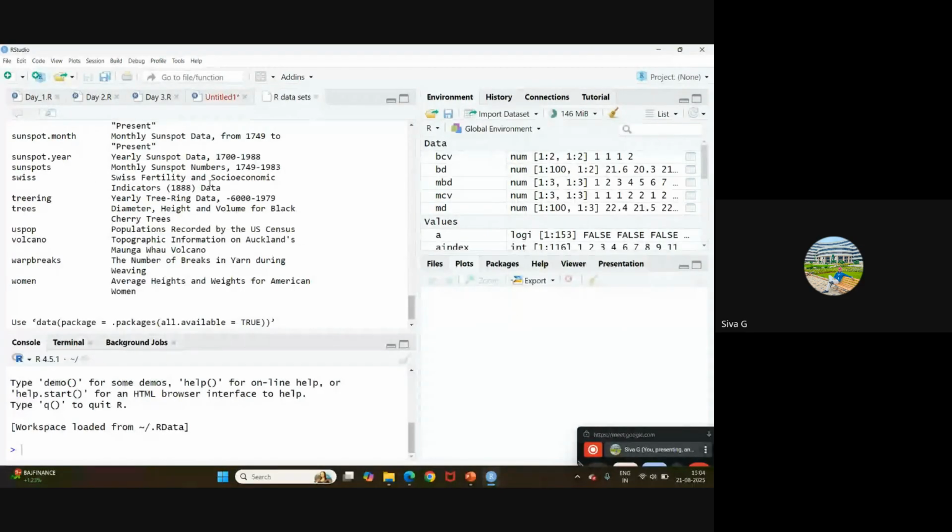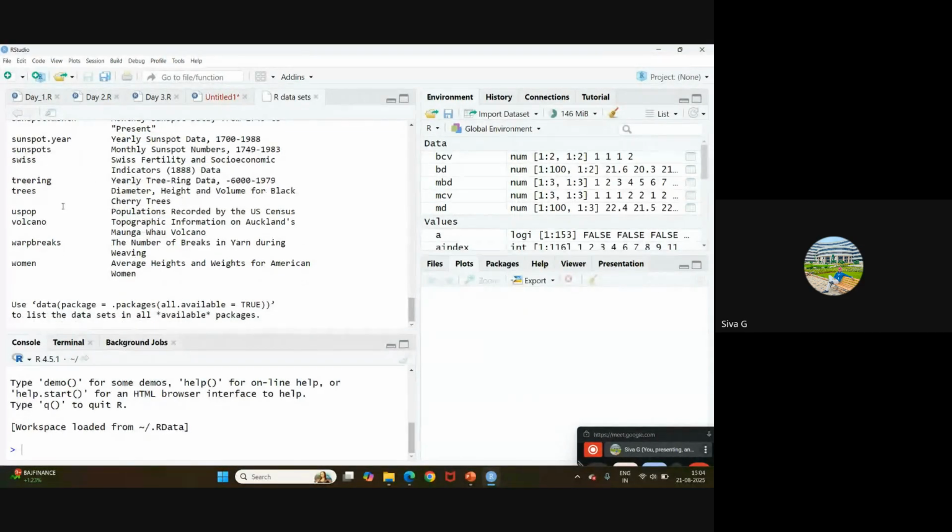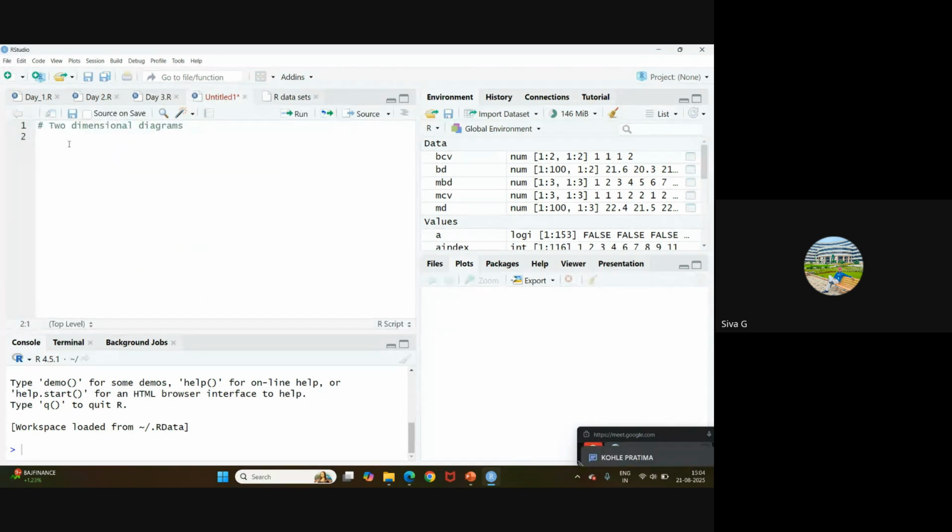Swiss data set, Swiss fertility and socioeconomic indicators. We'll get some average heights and weights for American women. We'll go with this one, women. We'll see what variables there are. We want at least more than two variables, because next we'll go for a three-dimensional diagram representation. Quickly, I will see what variables are available. Women. Otherwise, simply go for head of the women.